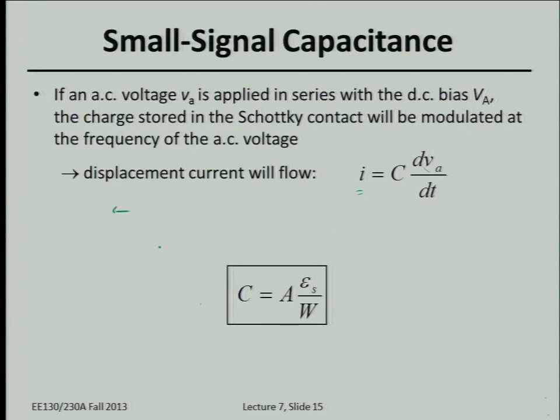So the small signal capacitance is proportional to the area of this metal semiconductor junction, and it's proportional to the dielectric permittivity of that capacitor, which is the depletion region. So that's the permittivity of the silicon, and it's inversely proportional to the width of the depletion region. So you're adding and subtracting charge, a depletion width apart from each other, incrementally. Keep in mind this is small signal capacitance.